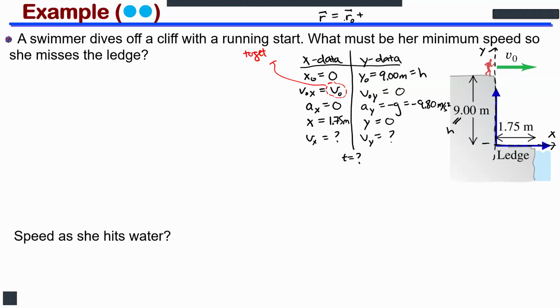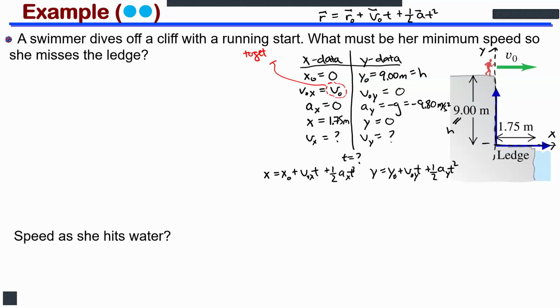So the vector form of that was r equals r naught plus v naught t plus 1/2 a t squared. So let's write that out in general in x and y. So in x, that'd be x equals x naught plus v naught x t plus 1/2 ax t squared. And in y, it would be y equals y naught plus v naught y t plus 1/2 ay t squared.